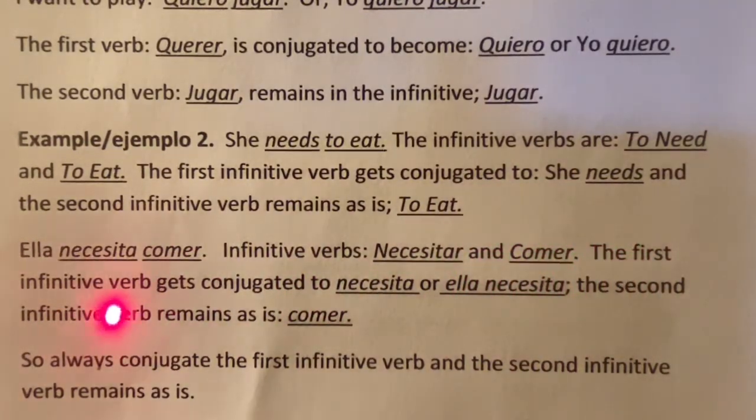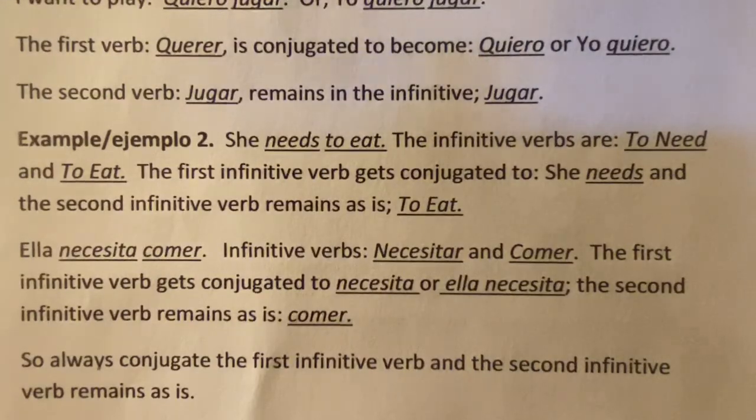The first infinitive verb gets conjugated, necesita, or ella necesita. So we don't even need to put ella. We already know it's a girl. So necesita or ella necesita. So that's conjugated from necesitar. And comer, the second infinitive verb, remains as comer. So we have ella necesita comer.